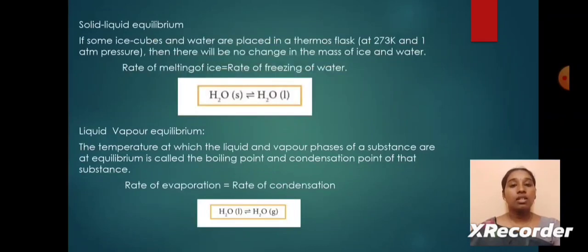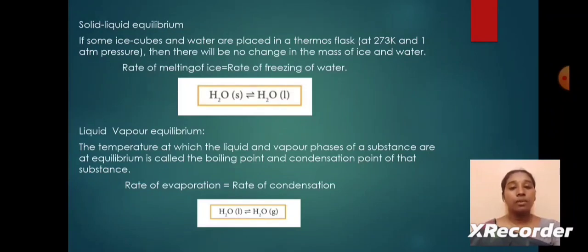Next is solid-liquid equilibrium. If some ice cubes and water are placed in a thermoflask at 273 Kelvin temperature and 1 atmospheric pressure, then there will be no change in the mass of ice and water. The rate of melting of ice is equal to the rate of freezing of water. H2O in solid is reversible to H2O in liquid.